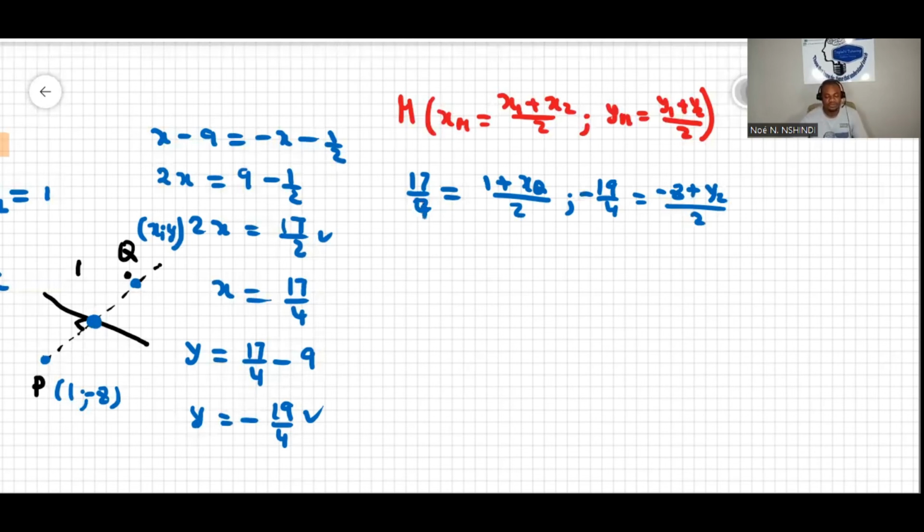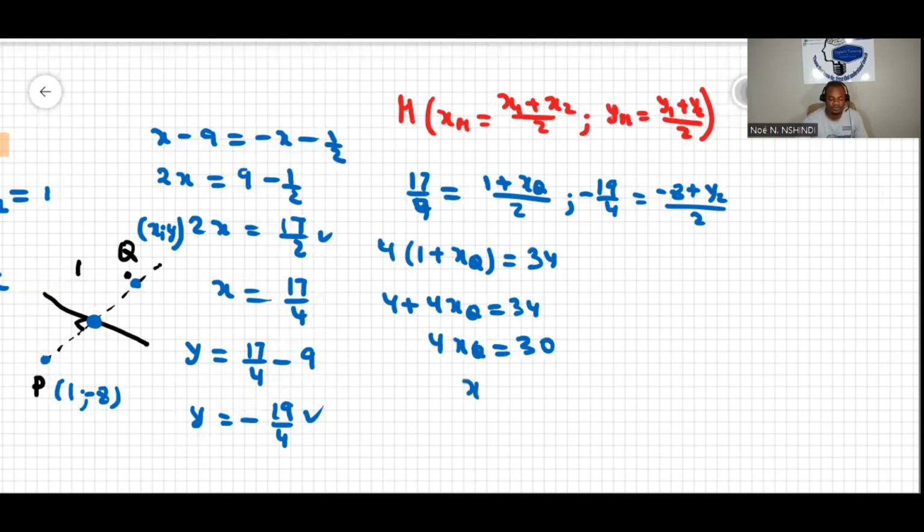Now, if we cross multiply, we get 4 times 1 plus xq equal to 34. That makes 4 plus 4xq equal to 34. If we move the 4 over, that makes 4xq equal to 30, and then xq will be equal to 30/4, which makes xq equal to 15/4. So this is the x value of Q.